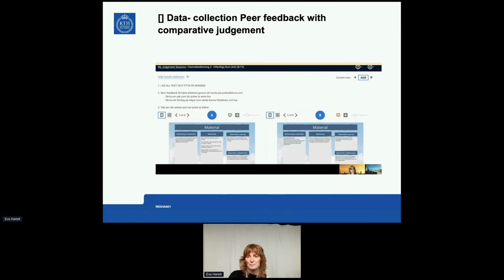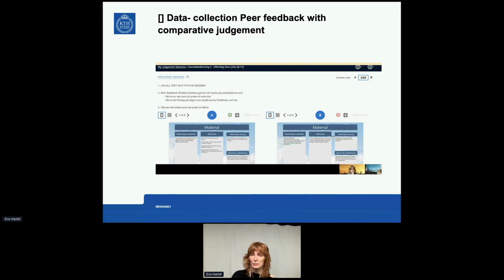This study is influenced by a study conducted at Purdue University, directed by Dr. Scott Bartholomew, where they set up an experiment where students did a design task, and then they did peer feedback.